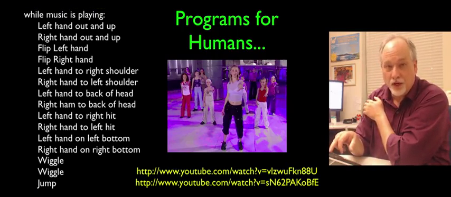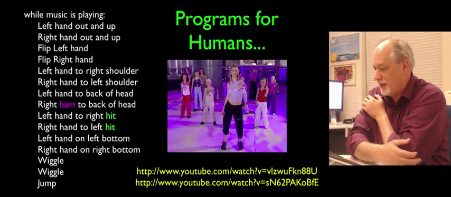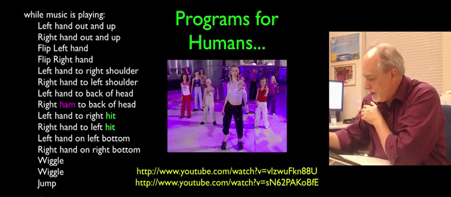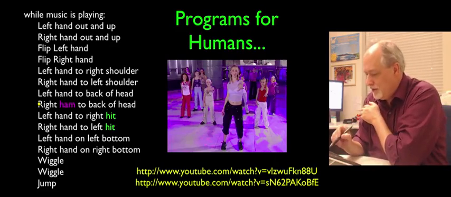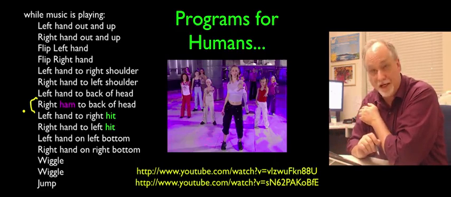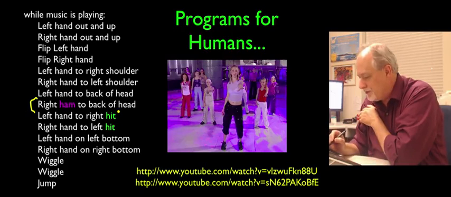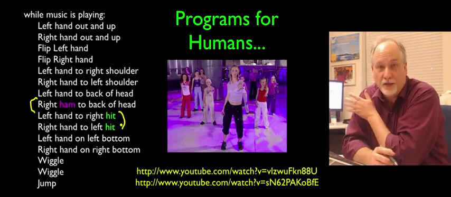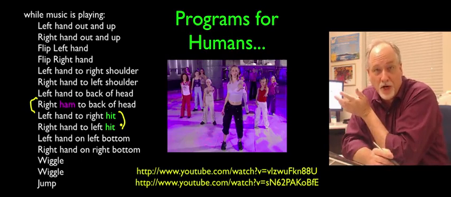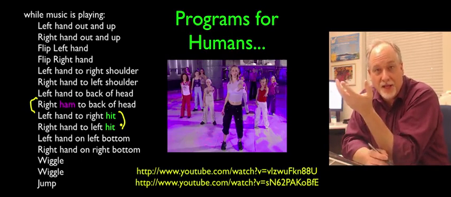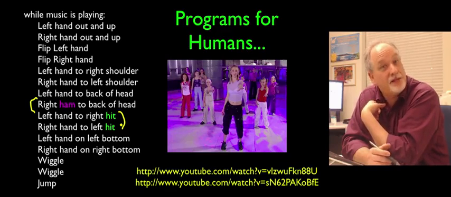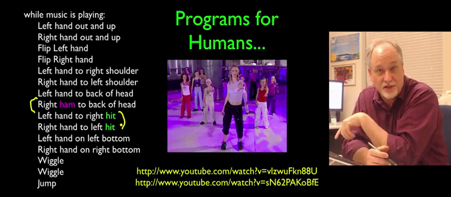Okay, so here are the places that have the mistake, right? The mistake is right hand to the back of the head and left hand to right hit, not hip. Now, if you're in a bar and you take a ham and you hit somebody in the back of the head, that's not very nice when you're dancing to this song. These are what's called bugs.